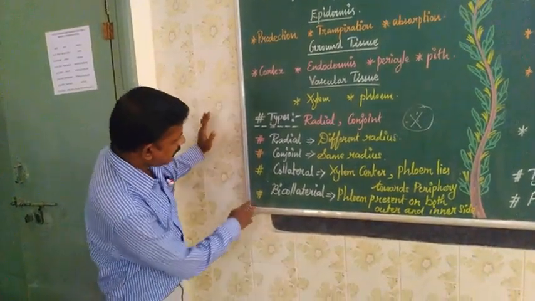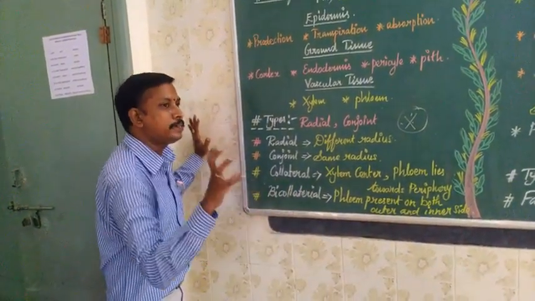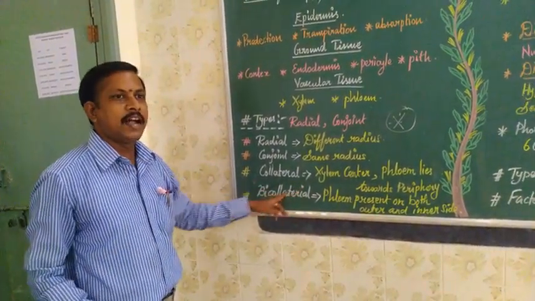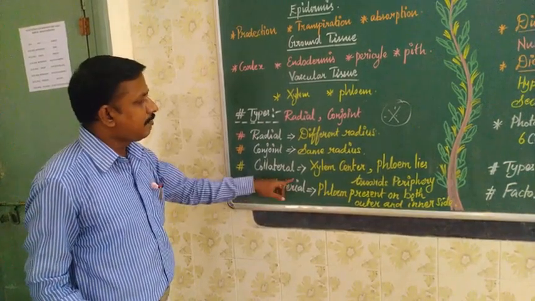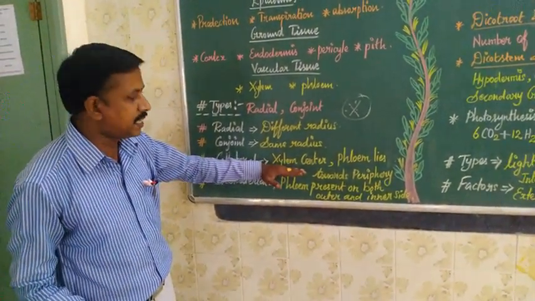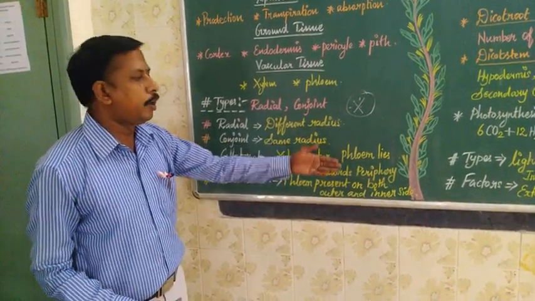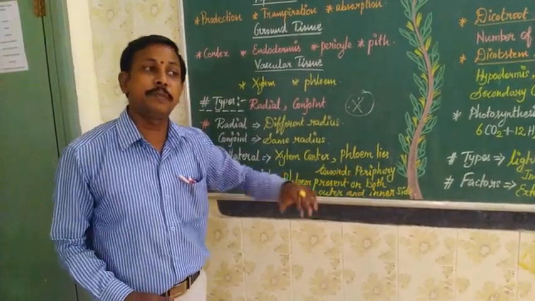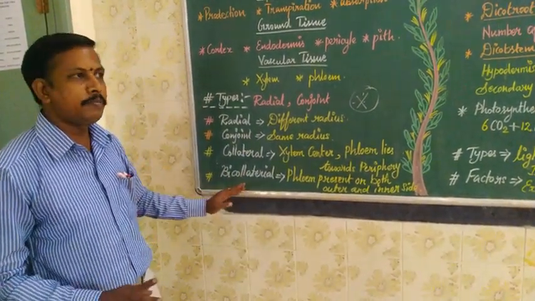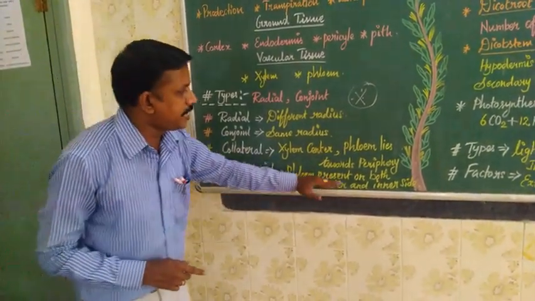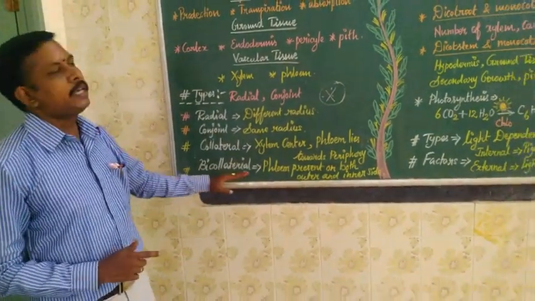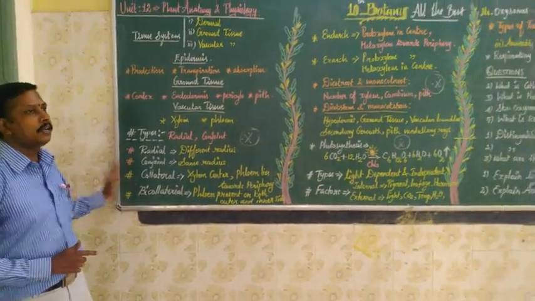Next, we have to study the collateral and bicollateral arrangement of vascular bundles. One is collateral, the other bicollateral. In collateral vascular bundle, the xylem is present in the center and phloem lies towards the periphery, that means the corner. Second one, bicollateral. Bicollateral means two: phloem present on both the outer and inner side. These are the types of vascular bundle.